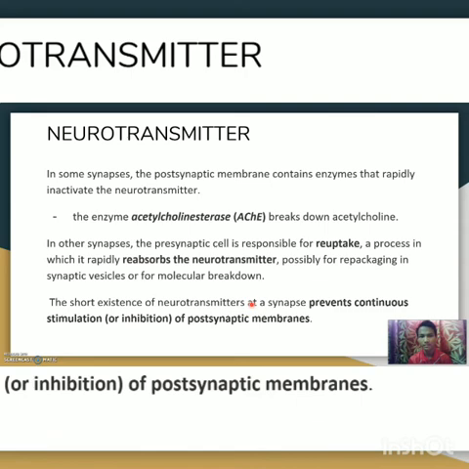In some synapses, the postsynaptic membrane contains enzymes that rapidly inactivate the neurotransmitter. The enzyme acetylcholinesterase breaks down acetylcholine. In other synapses, the presynaptic cell is responsible for reuptake, a process in which it rapidly reabsorbs the neurotransmitter, possibly for repackaging in synaptic vesicles or for molecular breakdown. The short existence of a neurotransmitter at a synapse prevents continuous stimulation or inhibition of postsynaptic membranes.